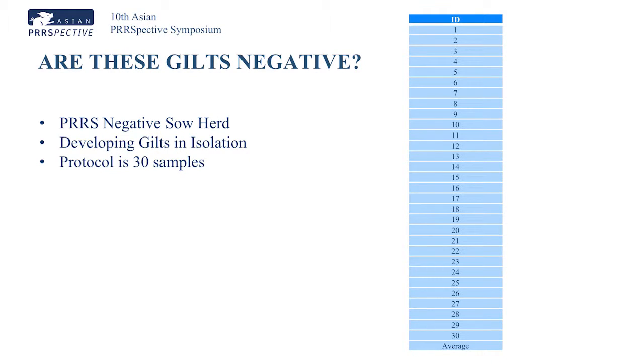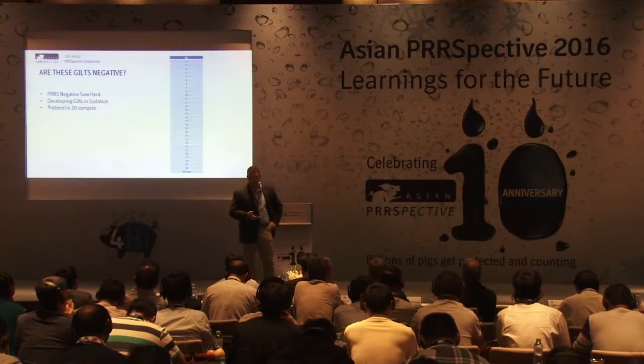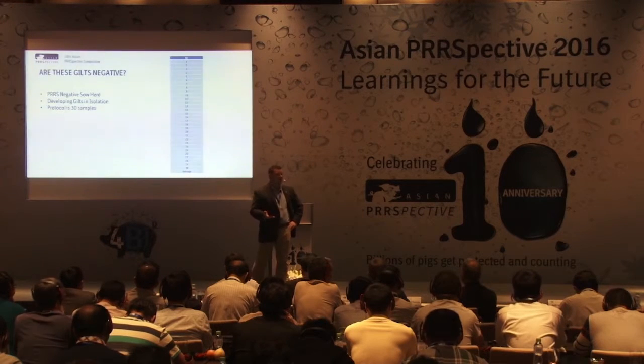So, that's pretty much the end of the science for my presentation, and really the core of what I want to get across to you is in the next few cases. These are common situations that I run into, and common questions that we ask. How do we interpret the test results we have, and how do we make decisions on our farm based on these results? So the first question is, are these gilts negative?